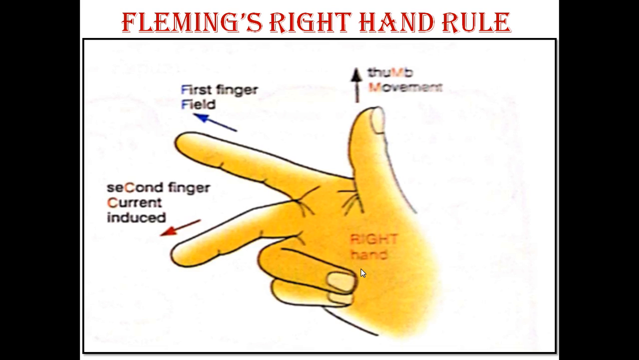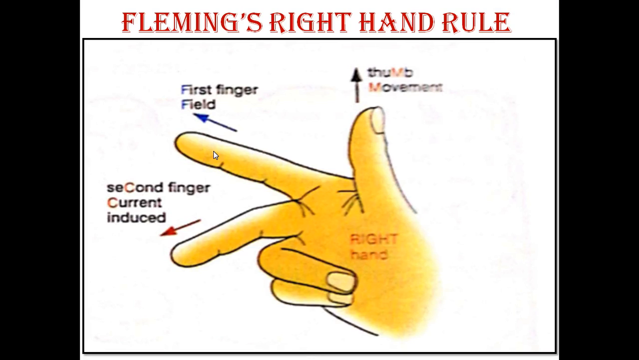Now let's talk about the next topic, Fleming's right hand rule. How does Fleming's right hand rule work? Look at the diagram. This is the thumb movement, this is the first finger field, this is the second finger field. You are pointing this towards the upward direction, and this towards the next direction. Now let's see how Fleming's right hand rule works.